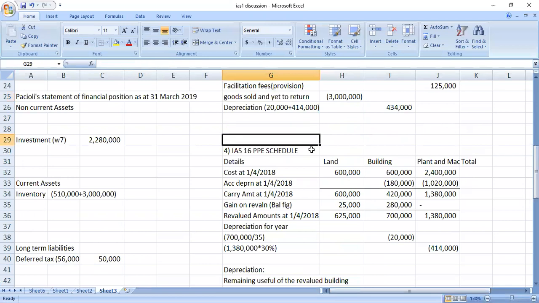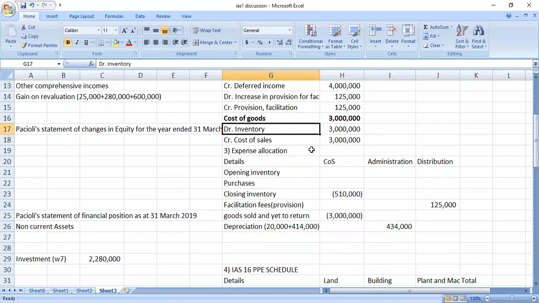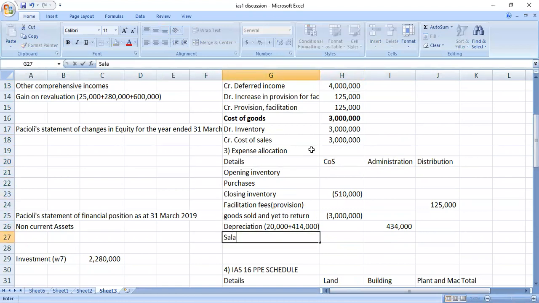Here, cost of sales, admin, and distribution. They said salaries. Remember the 900, and they're supposed to be shared equally. So if it's shared equally, there are 3. So 900 divided by 3, you get 300. So meaning that everyone will get 300,000.